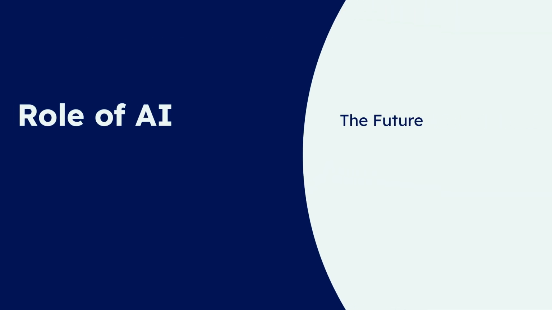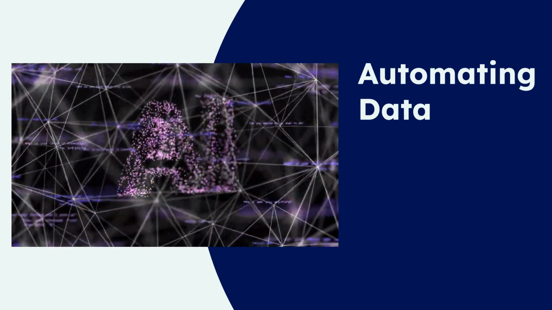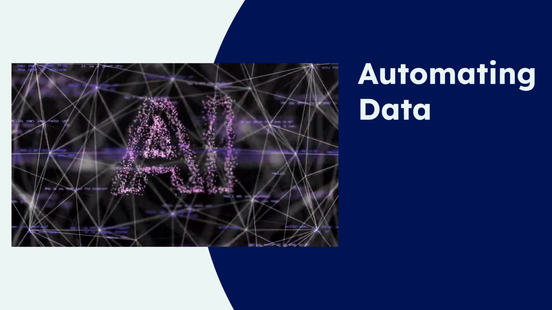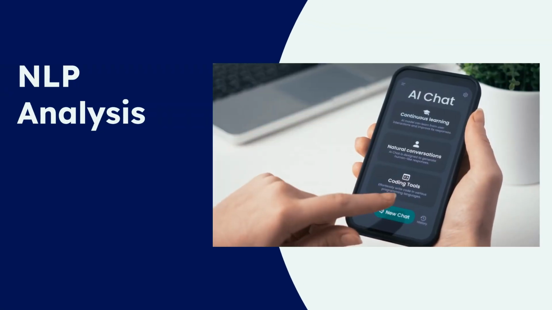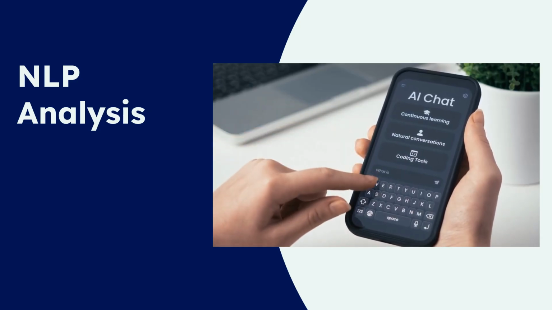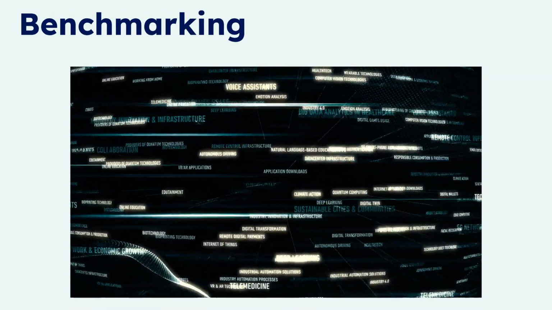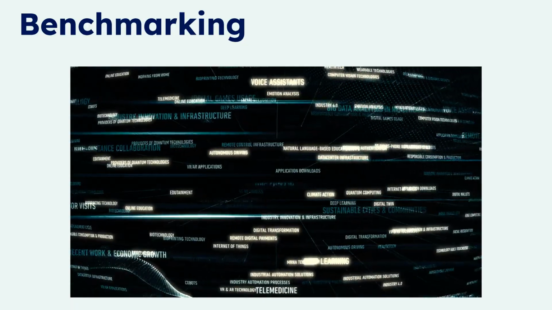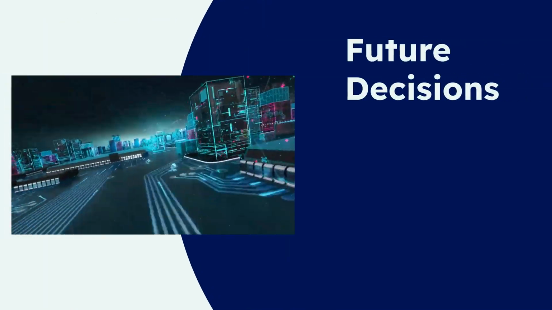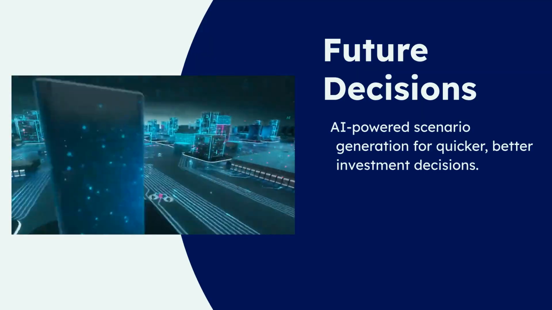Artificial intelligence is rapidly transforming financial modeling, including LBOs. AI tools are automating data gathering and enhancing model validation, significantly speeding up the process. Natural language processing, or NLP, is being used to analyze confidential information memoranda and other financial reports. AI helps benchmark assumptions against vast industry databases, ensuring your model is grounded in real-world data. In the future, expect AI-powered scenario generation to enable faster and more precise investment decisions.